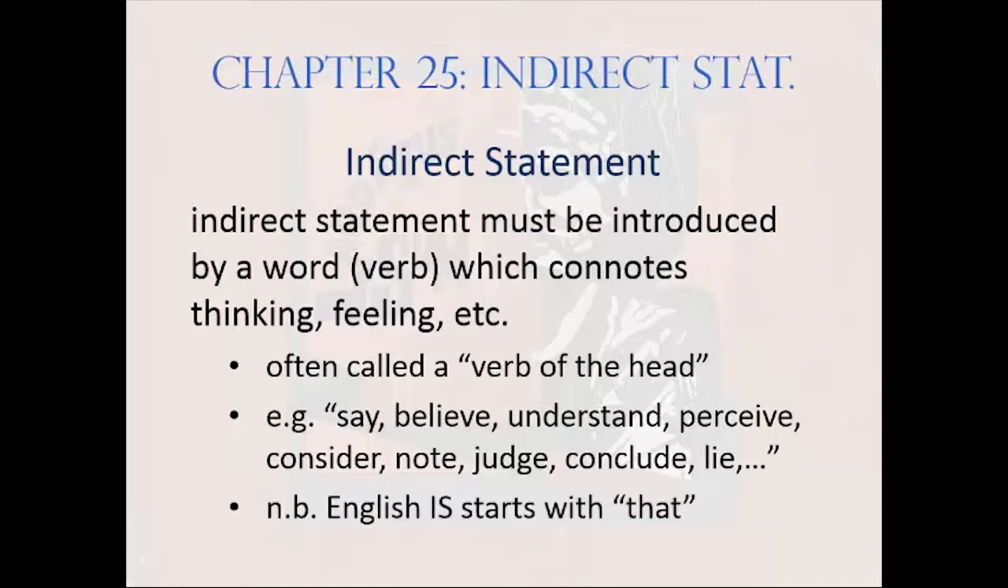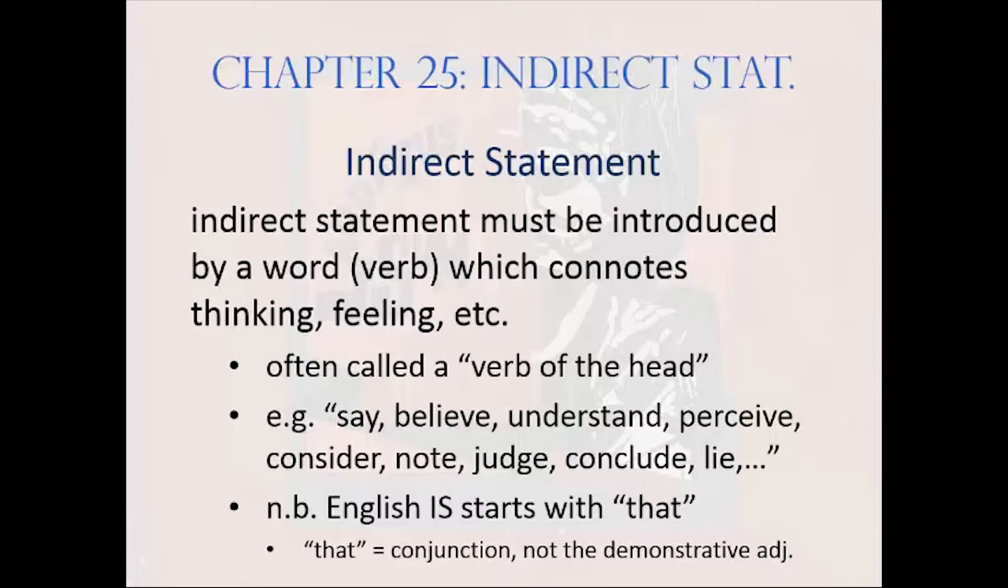And note that English uses that to introduce indirect statement. For example, he said that he wanted to eat. This that is a subordinating conjunction. It introduces a clause, not the demonstrative adjective or pronoun we've already learned about. For example, that man. Consider the following sentence. He said that man was hungry. The first that, he said that, is the subordinating conjunction introducing indirect statement. The second that, that man, is the demonstrative adjective.